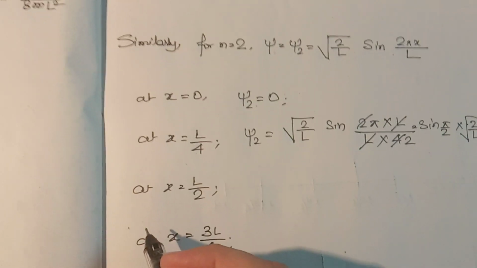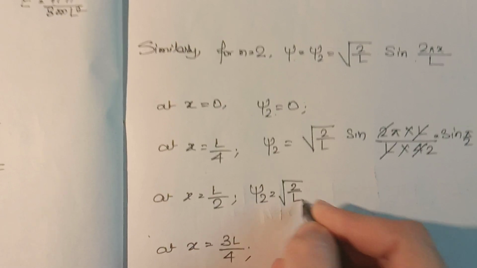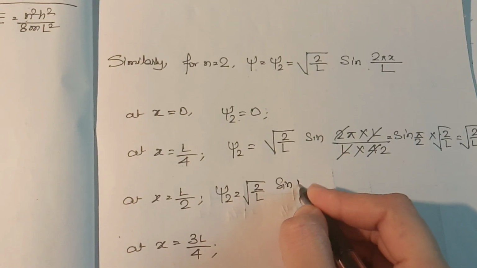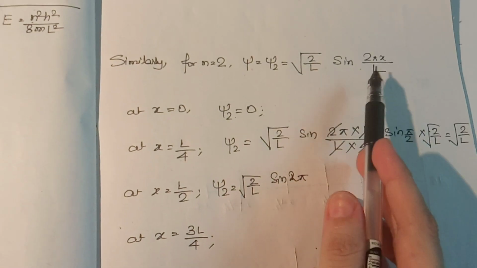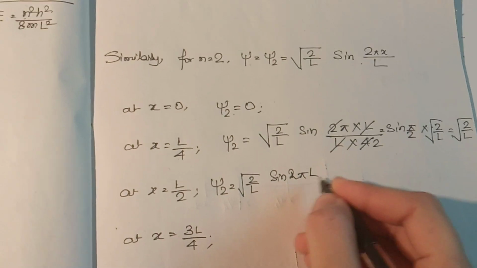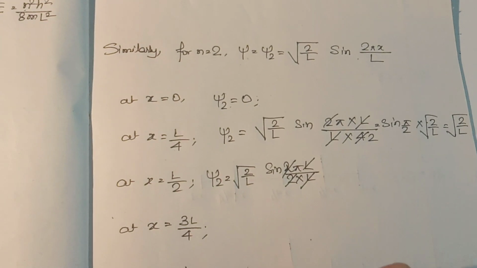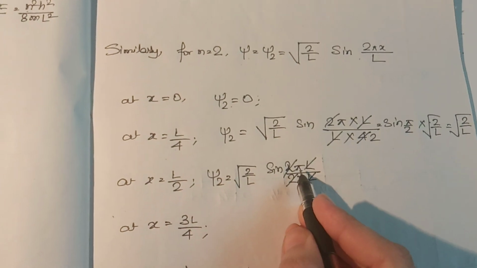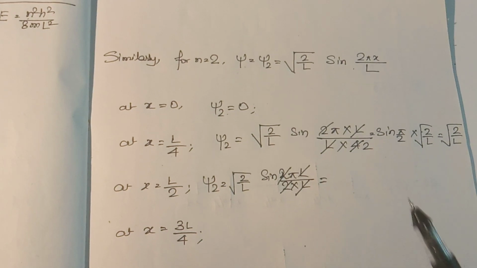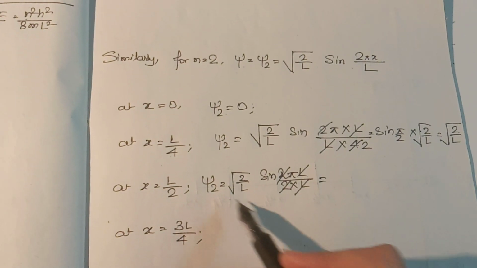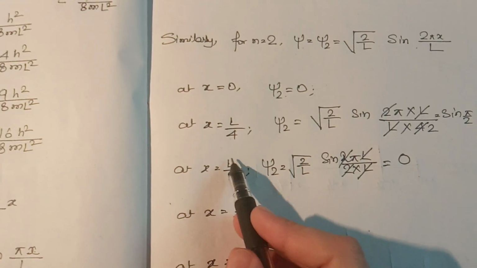Next we will put x is equal to L by 2. So psi 2 is square root of 2 divided by L sine 2 pi x. In place of x we are putting L by 2 into L. So L cancel out each other, 2 will cancel out each other. So the quantity is sine pi, means sine 180 degree. We know that the value of sine 180 degree is equal to 0. So 0 after multiplication with a constant quantity will give 0. So the value of psi 2 is 0 at L by 2 position.